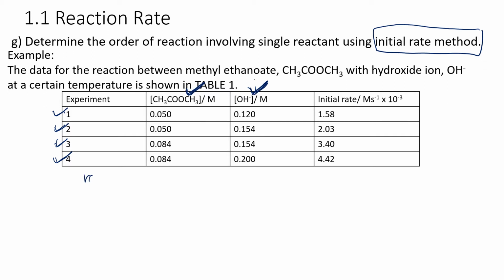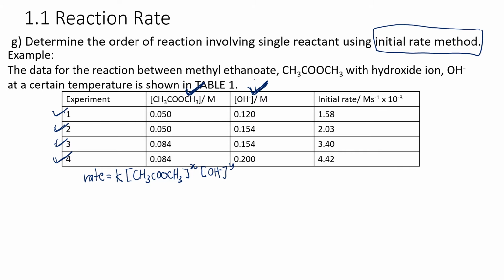The general rate law or rate equation should be written as rate equals k, the rate constant, multiplied by the concentration of CH3COOCH3 raised to the order of the reaction, which is unknown, so we can write it as x first. Another reactant is the hydroxide ion. What is the order of the reaction? We don't know. We can write it as y first.